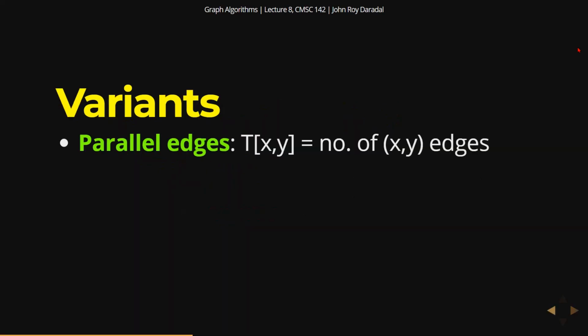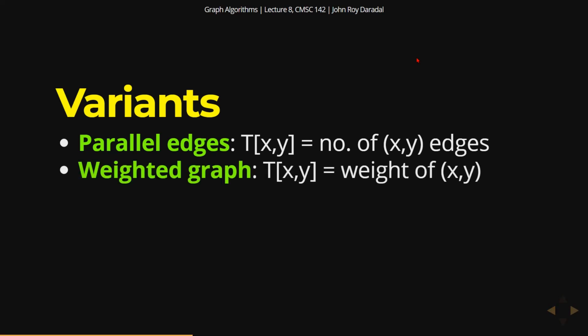Now there are some variants you could do for the adjacency matrix. If there are parallel edges, then the entry would tell you the number of xy edges. So if there's a parallel edge from A to B, instead of 0 or 1, you can put the number of edges, 2 or 3 or however many connect x and y. If it's a weighted graph, then you could put the weight instead of 0 or 1, so that you already model the weight of the edge itself.